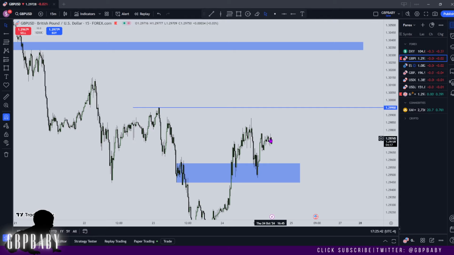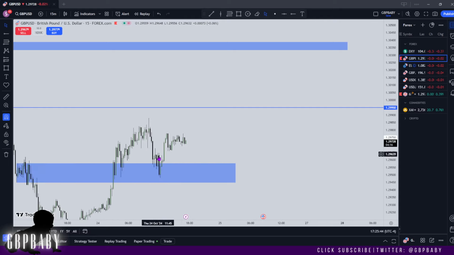In terms of the lowest I want to see price go, as far as I'm concerned, it shouldn't need to drop any lower than this bullish order block. So any lower than that I'd be suspicious, but generally speaking this bullish order block should hold its own, and we should be able to continue to see price getting pushed higher as we move into the new day.